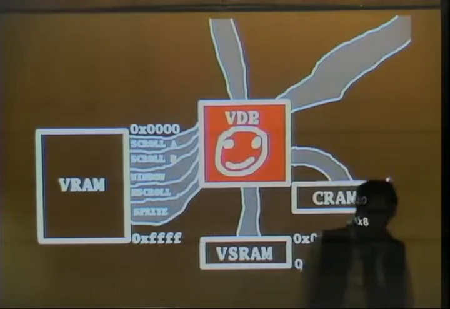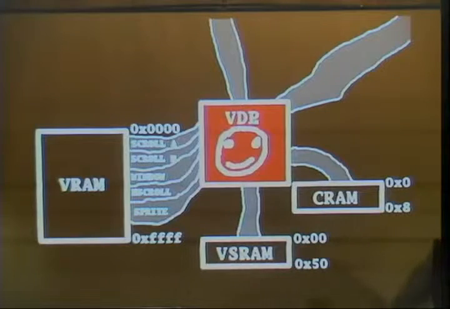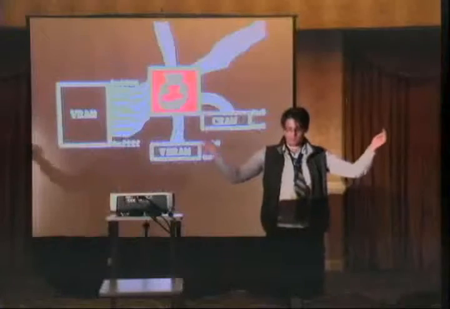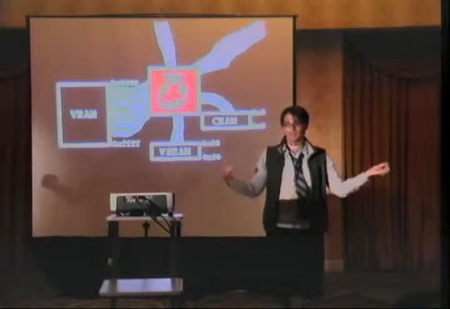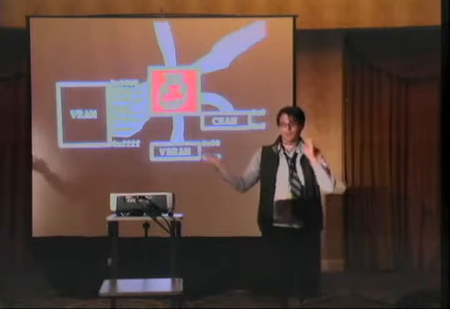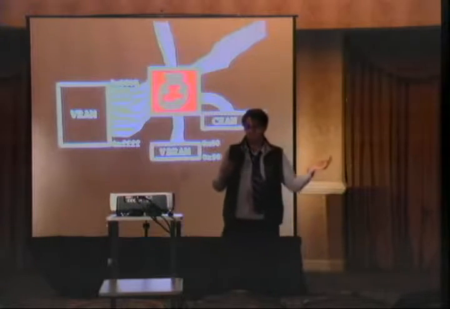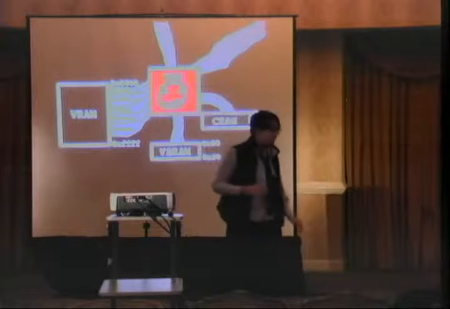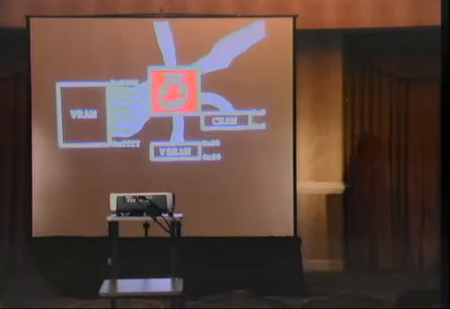H scroll is an area of memory that controls the horizontal scroll of every line, or every 8 lines, or the entire screen. You have 3 different modes to do this, and you select those modes with a register.